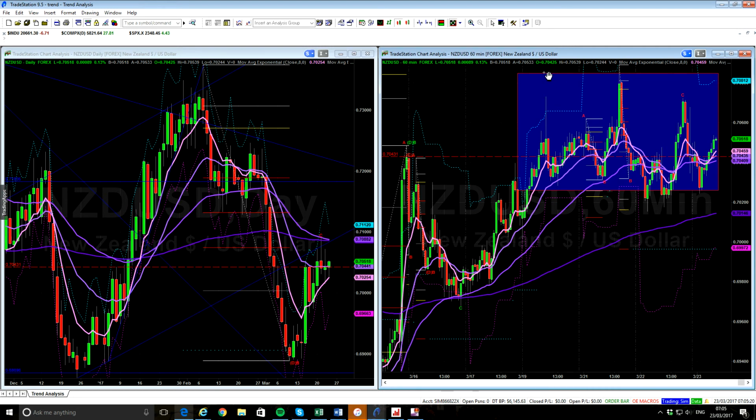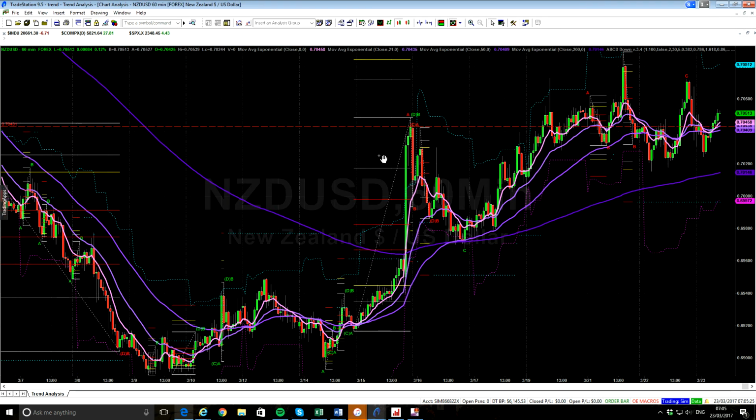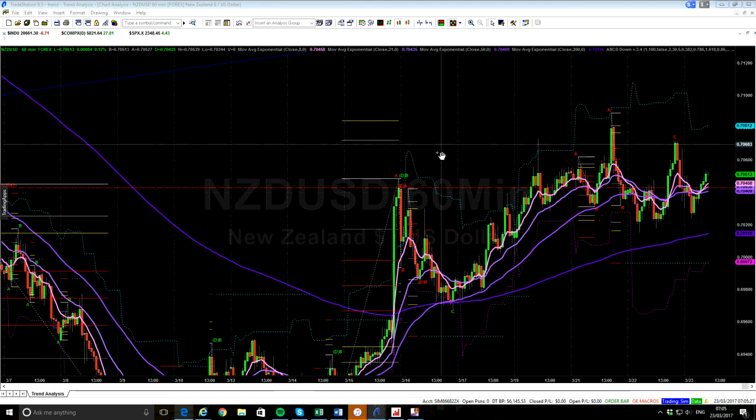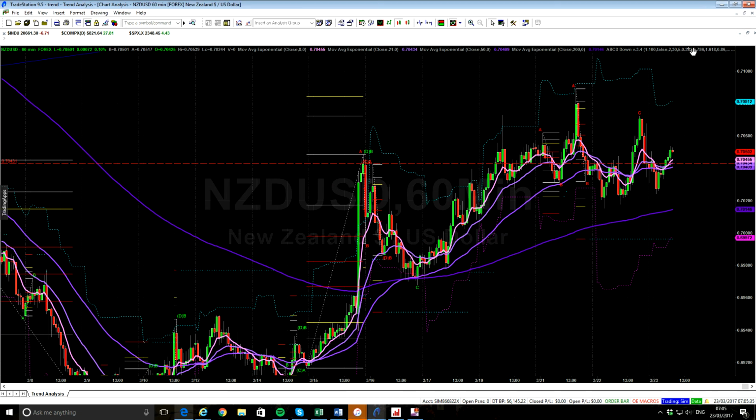Currently, we have two active fibs on the hourly, which I'll just show you here. So we've got this fib here that has a target of around 0.7120, and then this fib here has a target of 0.7 exactly. It would be nice to retest this round number. I would see some dollar strength in that case.